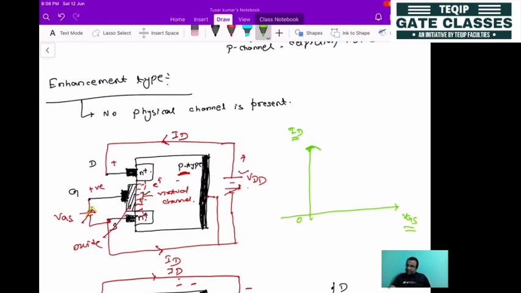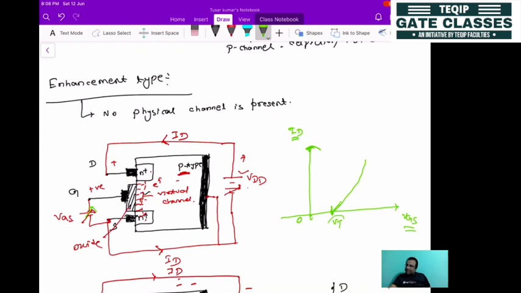Now if you go on increasing this VGS value, you have to apply a voltage more than the threshold value, which is known as VT. If you are applying voltage more than this VT, then what will happen? It will go on increasing. It will follow the same parabolic path, provided that when VGS reaches VT, then only it will start to conduct. That is the difference.